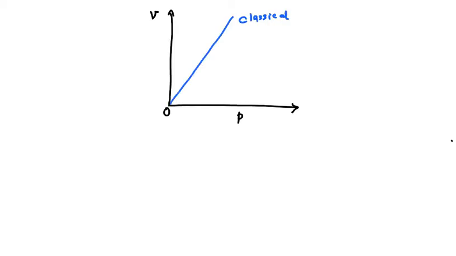Now if you want to get the value of force, classically we use the formula F equals ma to get the value of force if we know acceleration. But relativistically, the force acting on a body cannot be defined as ma, but it is defined as F equals dp by dt.